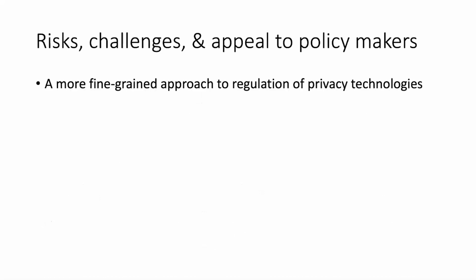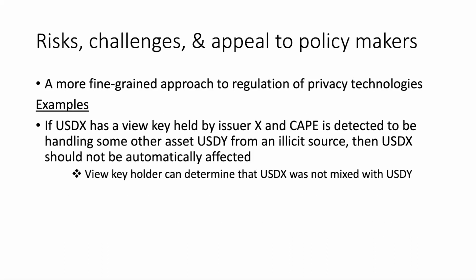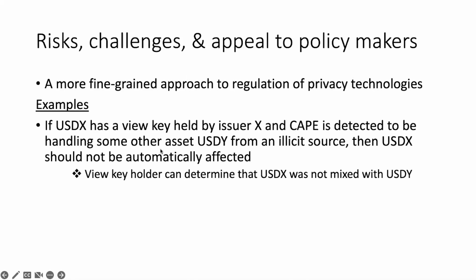So I think that another challenge for the whole industry right now is that in order to have even systems like CAPE that try to achieve a balance between risk management and privacy, you need a more fine-grained approach to regulation of privacy technologies. An example of this would be if USDX had a view key held by issuer X and CAPE is detected to be handling some other asset from an illicit source, then USDX should not be automatically affected. You need regulations where, just because the protocol CAPE is being used to launder money by North Korea, but there's some asset in it which is obviously separated and not at all touched by this, then you shouldn't sanction the whole protocol. You should have a more nuanced, fine-grained way of deciding what to do.